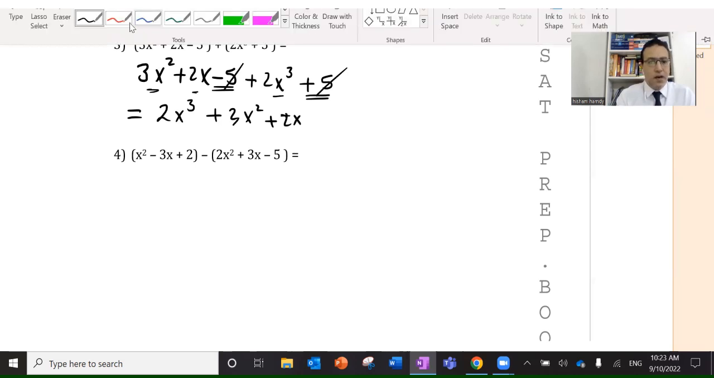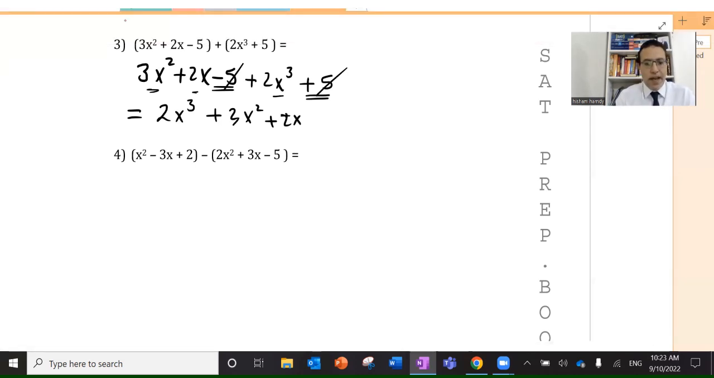I prefer it to be in descending order of x. Okay. Now, for number 4, I have a negative outside the bracket. So I'm going to write the first term as x squared minus 3x plus 2, and then change the sign inside the bracket. Notice that this is negative, becomes positive. This is positive, becomes negative, and this is positive, becomes negative.